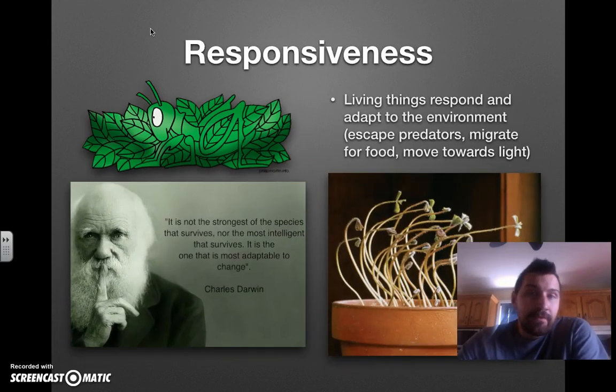Next thing that's going to be a characteristic of living things is responsiveness. So living things respond and adapt to the environment. Examples of this could be escaping predators, migrating for food, plants moving towards light. And a quote from Charles Darwin says, "It's not the strongest of the species that survives, nor the most intelligent that survives. It is the one that is most adaptable to change." And what he's really talking about is this idea of survival of the fittest. If you're not able to adapt to the things around you, then you're going to die.